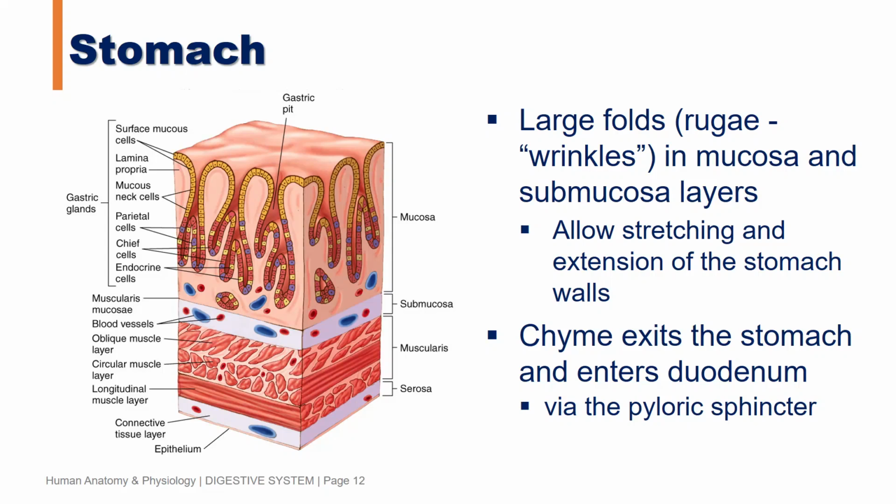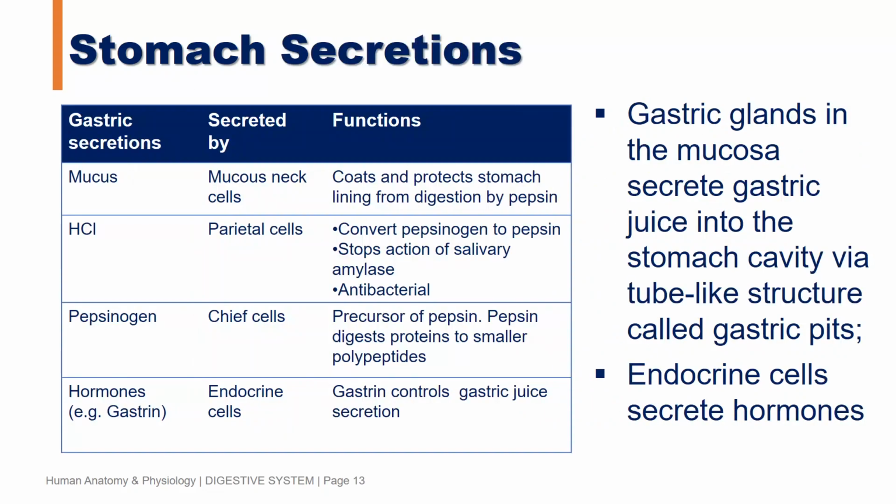via the pyloric sphincter. Okay, in your stomach, you will have your stomach secretions. The gastric glands in the mucosa secrete gastric juice into the stomach cavity via tube-like structures called gastric pits. Your endocrine cells secrete hormones. I summarized a table here.